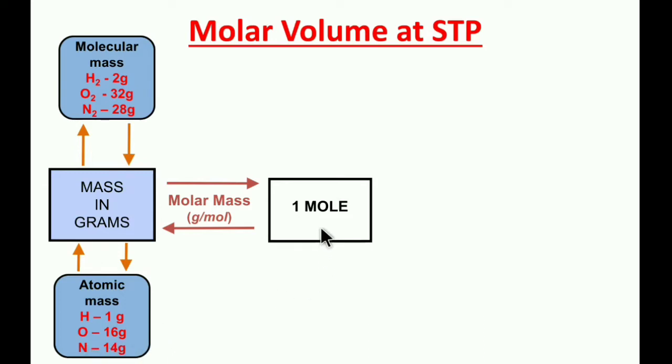Understood? So coming to here, 1 mole of any substance is equal to the molecular mass of a molecule, or the atomic mass of an atom. 1 mole of any substance is equal to the molecular mass of a molecule or the atomic mass of an atom. This is about the molar mass relation with the molecule.